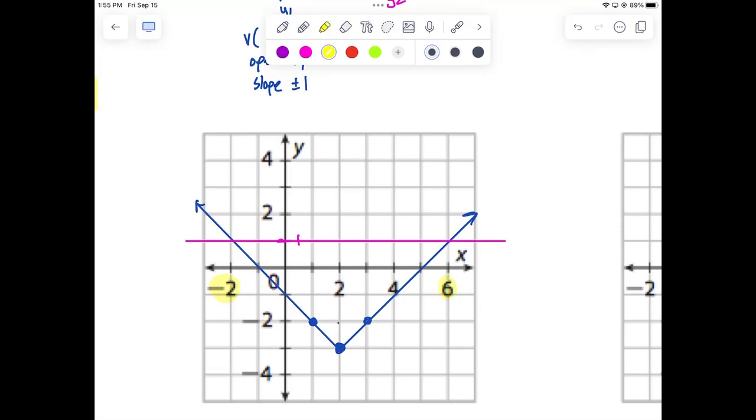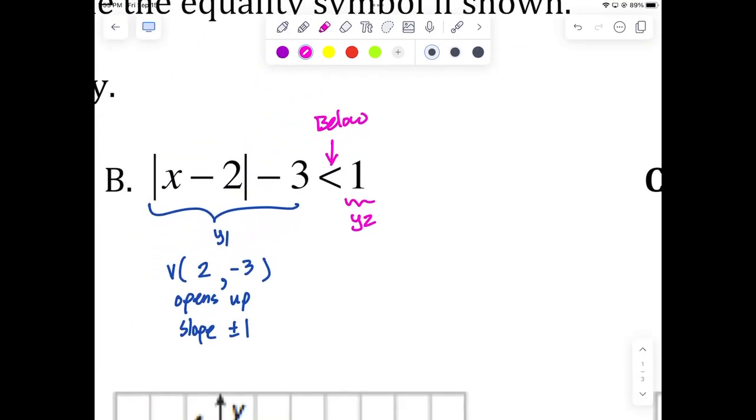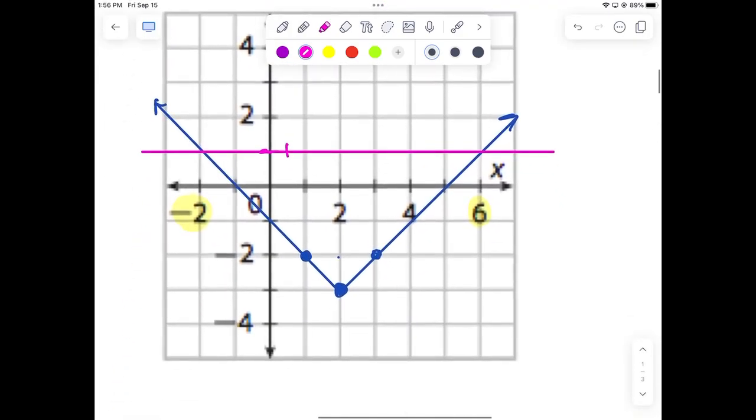So if this were an equation, I'd be done just listing those. But I got to return to my inequality because it was asking me something. It said, for what values of x is the blue graph below the pink graph? Where is the blue graph below the pink graph? Is it between those intersection points or outside?